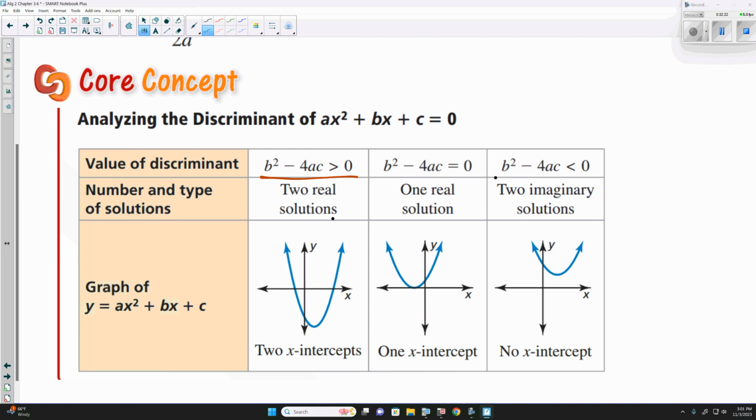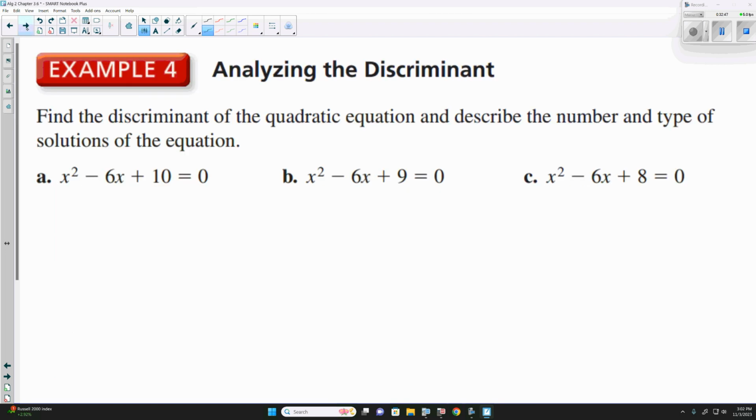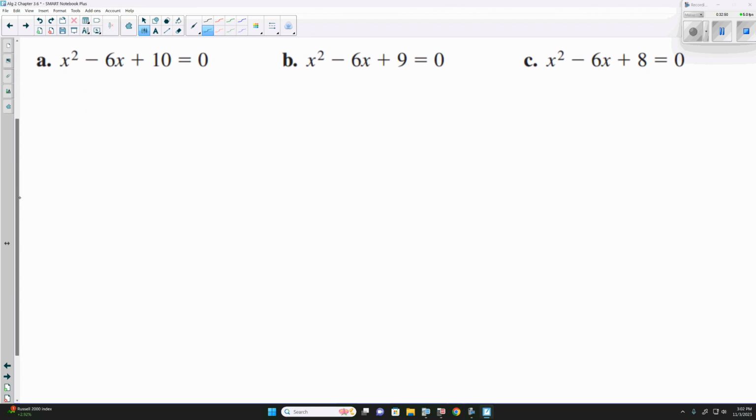If it's less than 0, it has two complex solutions, like we had plus or minus 3i for the last one. We have our two complex solutions. If it's equal to 0, we have one real solution, and if it's greater than 0, we have two real solutions. It tells us what kind of solutions we'll have. So we're going to look at 3 examples of this, and then that will be the last thing we do today.